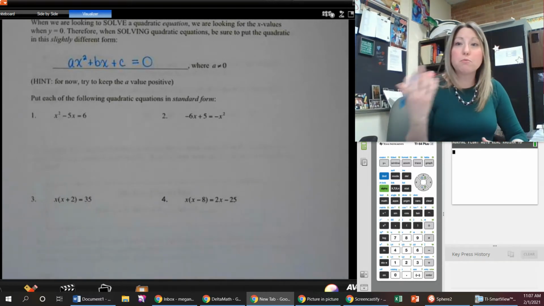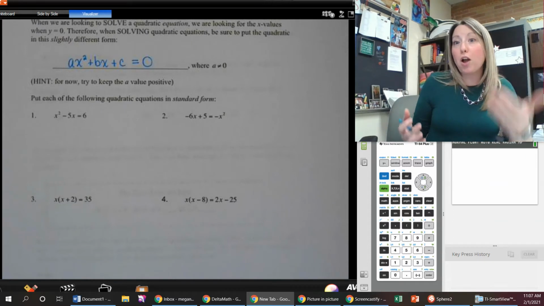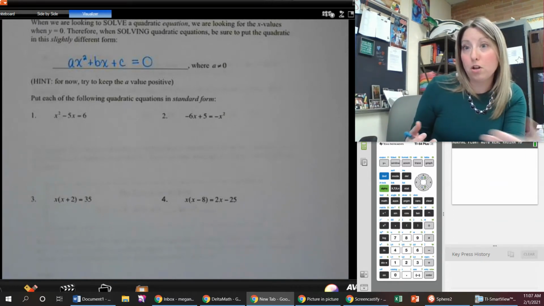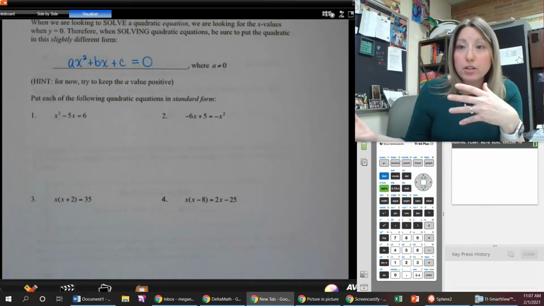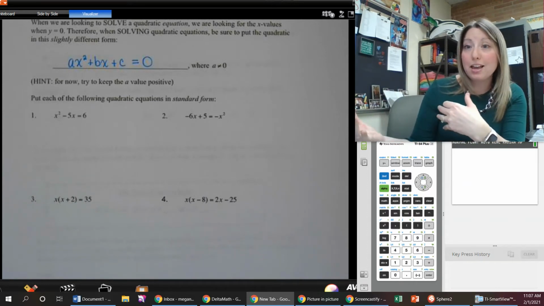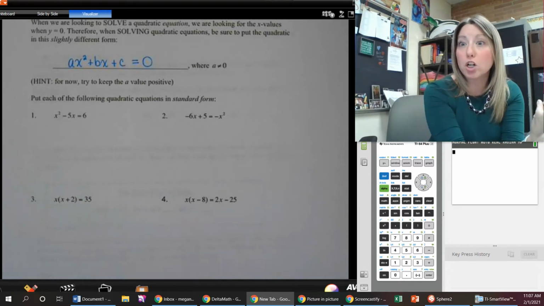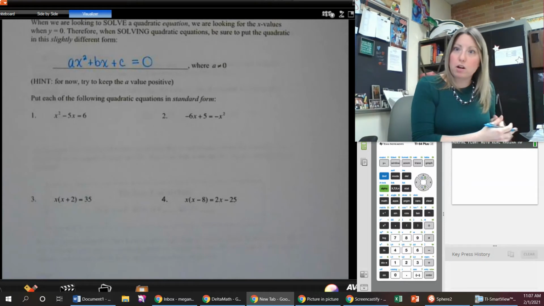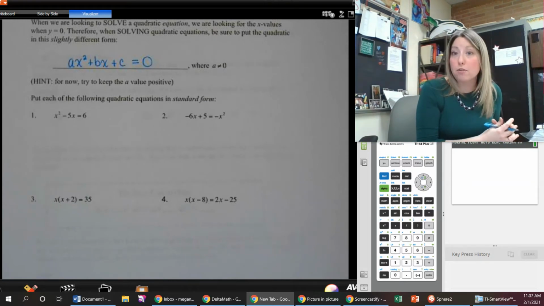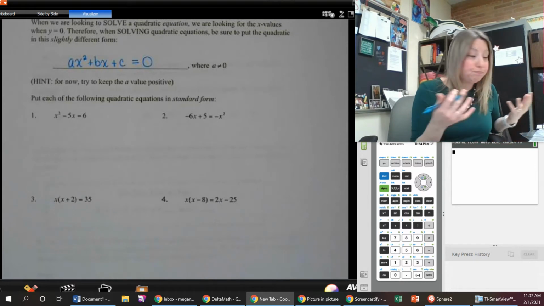And one of the things I'm going to hint at throughout this entire chapter is keep your x squared term positive. While when we get to chapter 10 and we solve quadratic equations in other methods, we can have a negative x squared. We prefer not to when factoring. Okay, when factoring is our method of solving, we prefer not to have a negative x squared. So let's try to keep our x squareds positive here.